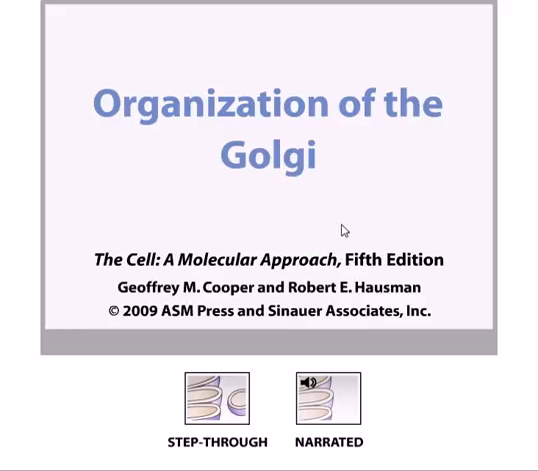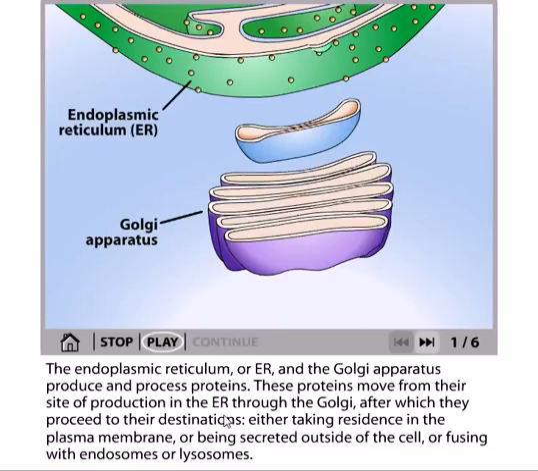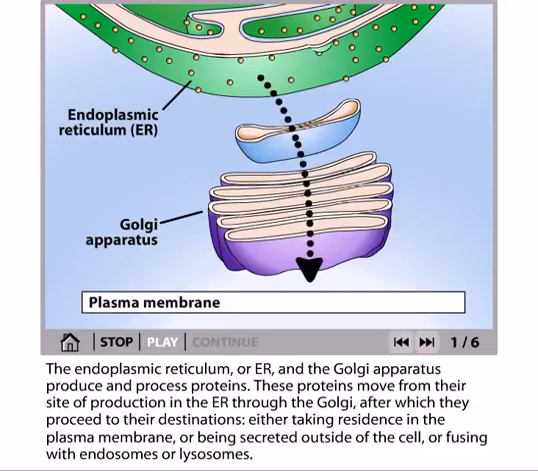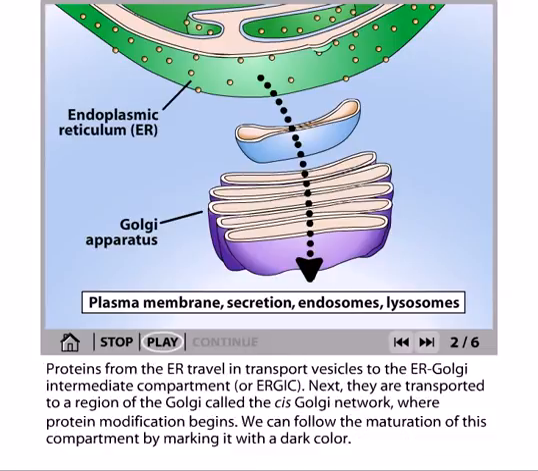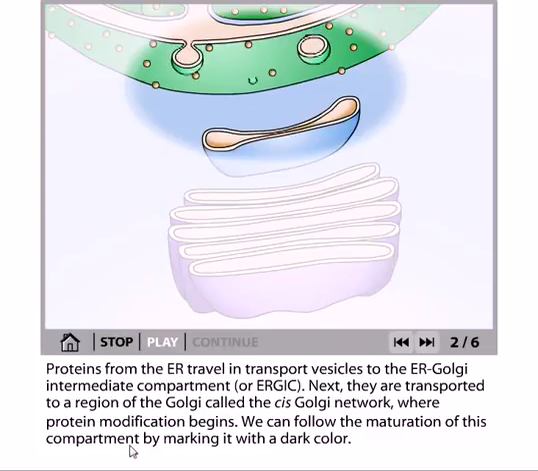So now let us look at the organization of the Golgi, how the Golgi apparatus maintains its structure and how it functions. Okay, in the endoplasmic reticulum or ER, proteins are produced and then processed by the Golgi apparatus. These proteins move from their site of production in the ER through the Golgi, after which they proceed to their destinations, either taking residence in the plasma membrane, or being secreted outside the cell, or fusing with the endosome or lysosome.